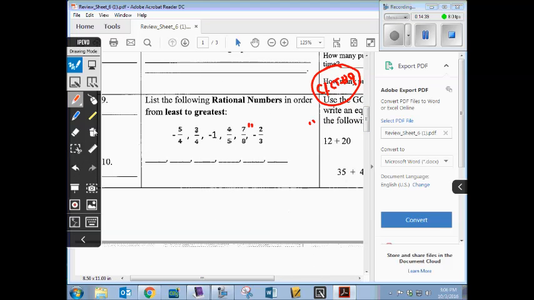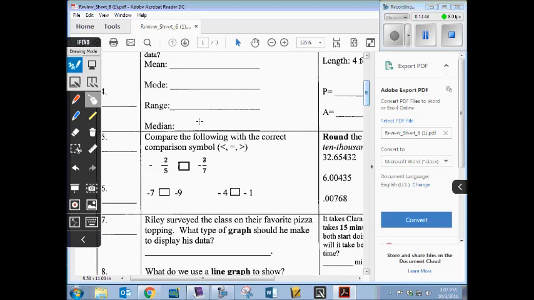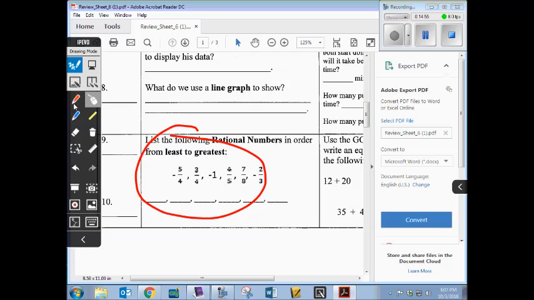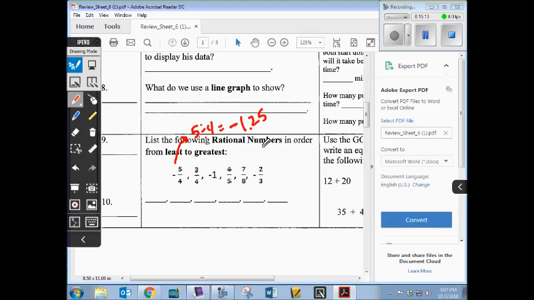Finally, an ordering question here, very similar to the one you saw up here, because we are comparing fractions with negatives. So when you come down here, you're going to have to do the same thing. You're either going to need to turn them all to fractions with common denominators, which I don't want you to do, or you're going to have to turn them all to decimals. Remember, this one would be 5 divided by 4, which would be negative 1.25. I'll give you that one.